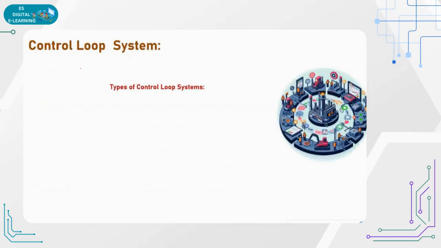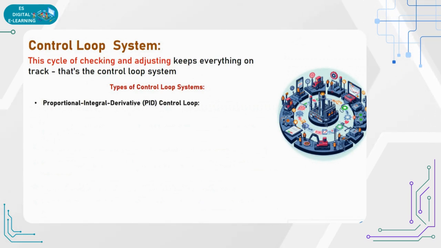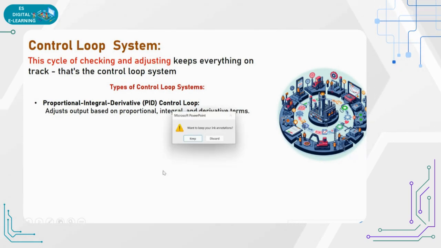And what is the control loop system? It means this cycle of checking and adjusting keeps everything on track. So that's the control loop system. What are the types of loop system? Proportional integral derivative, that is the PID control system, because this is used in high-precision industries to operate heavy equipment. So it adjusts the output based on the proportional, integral and derivative terms.